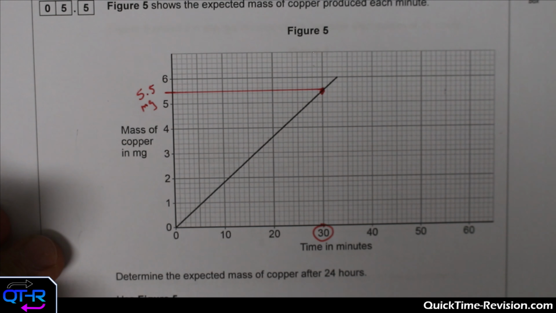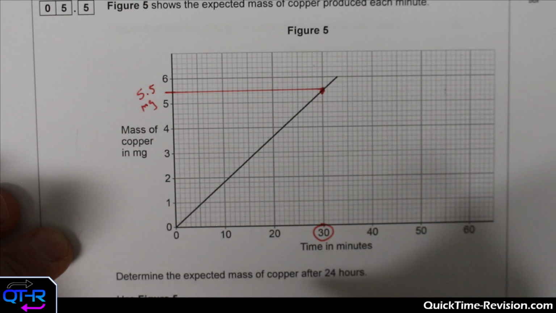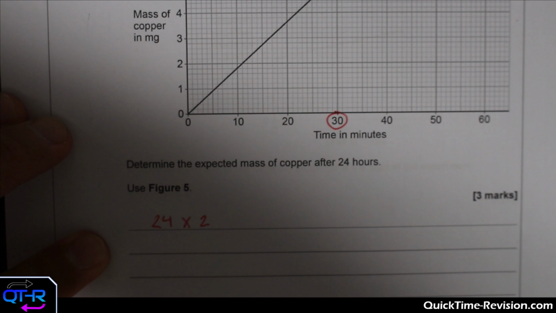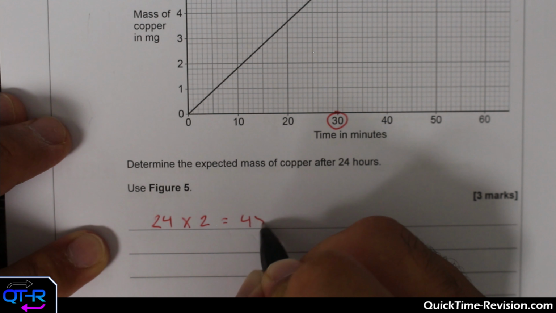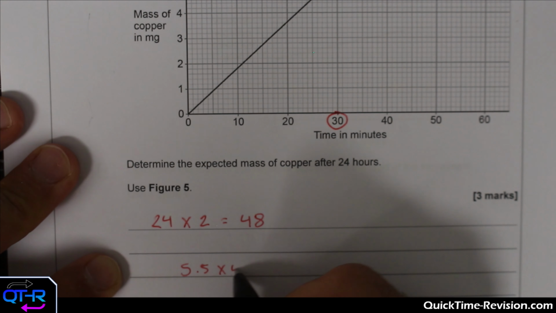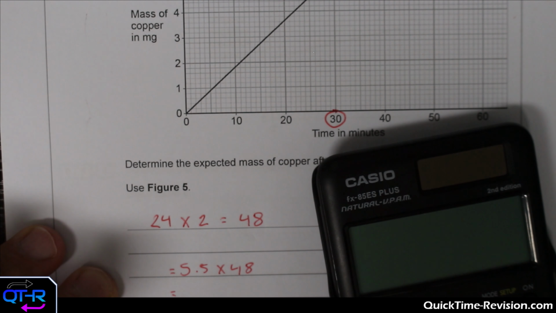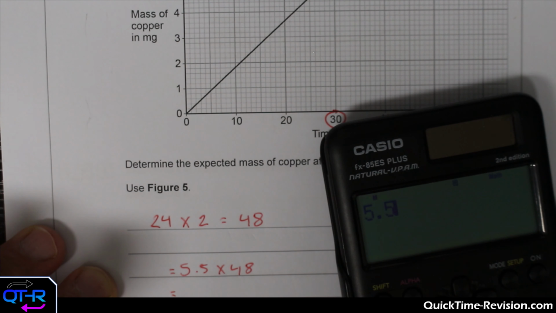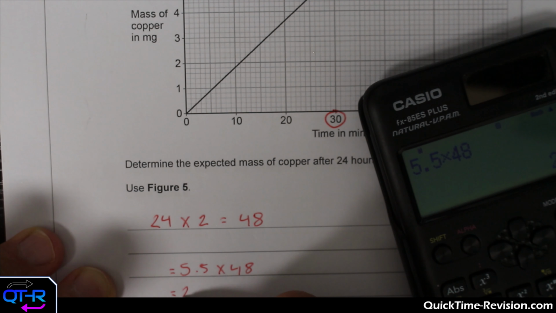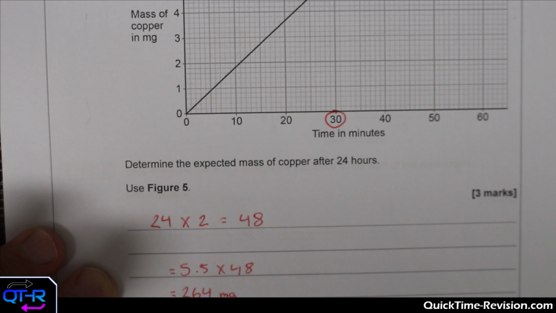You should have full marks. Okay, so if I do 24 hours times 2, and I'm doing times 2 because in each hour there are 2 half hours. Okay, and that's gonna give me 48. All I have to do now is do 5.5 times 48, and that's gonna give me my answer. So 5.5 times 48, and I have an answer of 264 milligrams in 24 hours. Okay, that is what I have here.